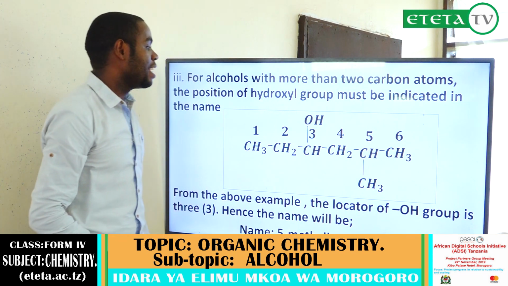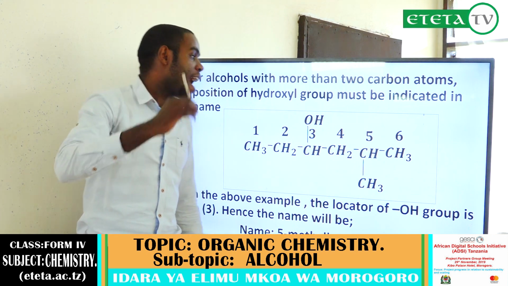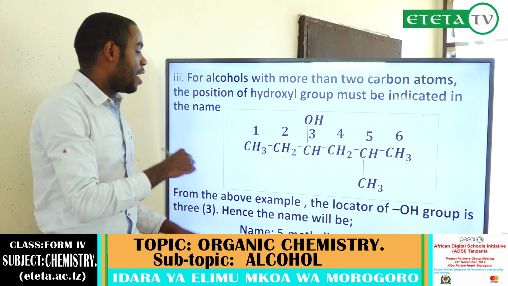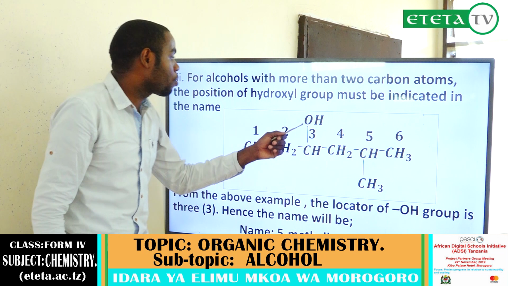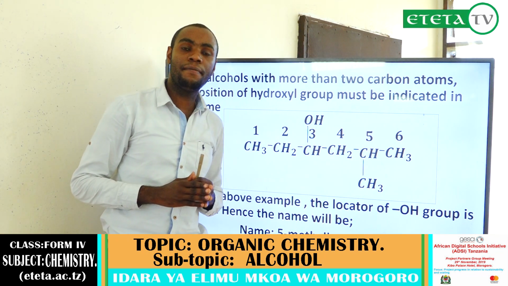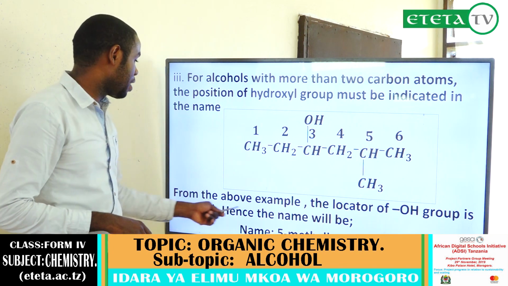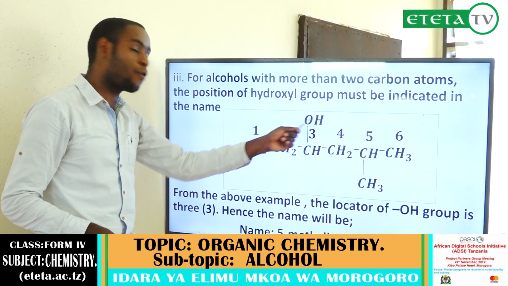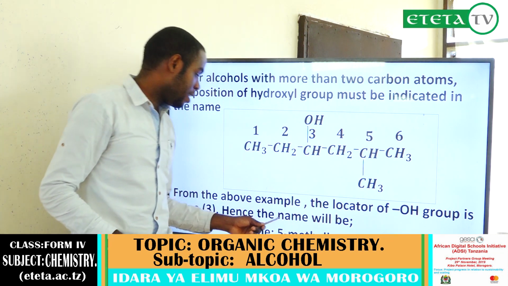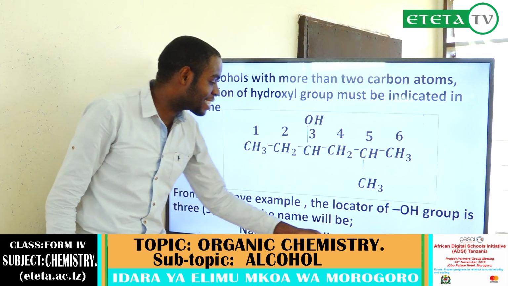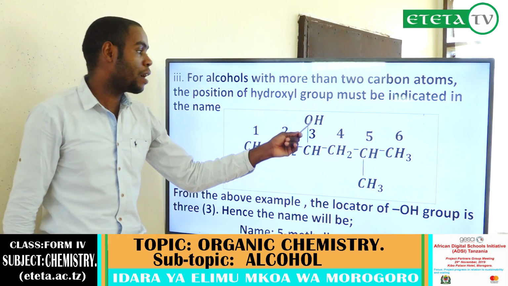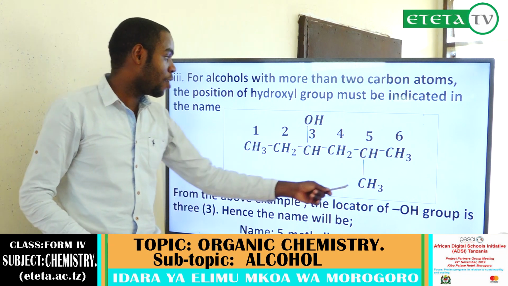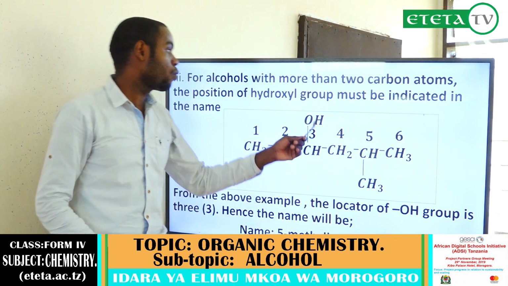This must be included. In case your compound has more than 2 carbon atoms, from propanol, the locator for the hydroxyl group must be included in the name. So, from the example above, the locator of OH is 3. As shown here, 3 is the locator for the OH group, and for that case, the name will be like this one: 5-methylhexan-3-ol. So this 3 is the locator for the OH group, and the 5 is the locator for the substituent group. So this 3 must be included in the name.